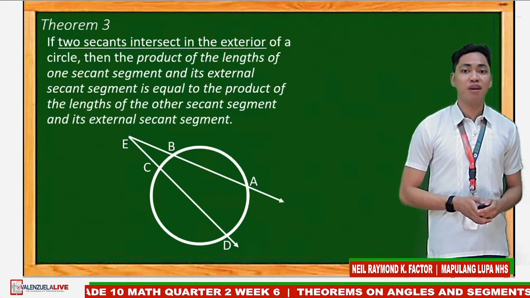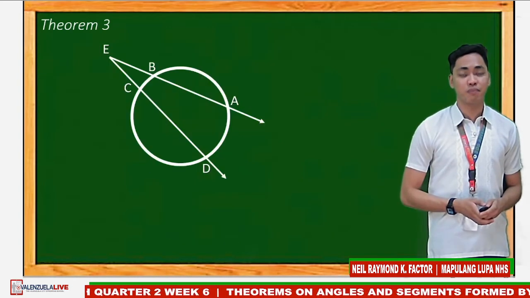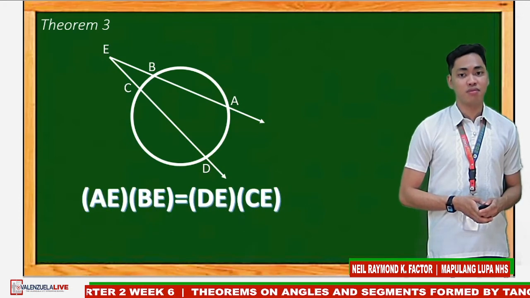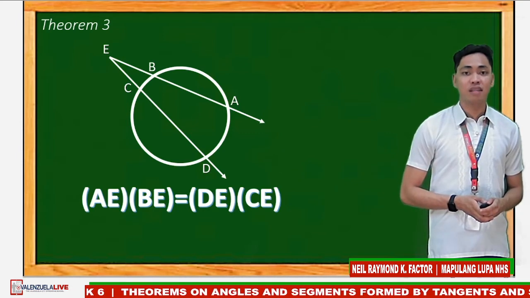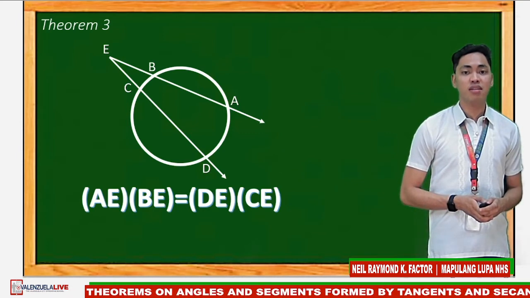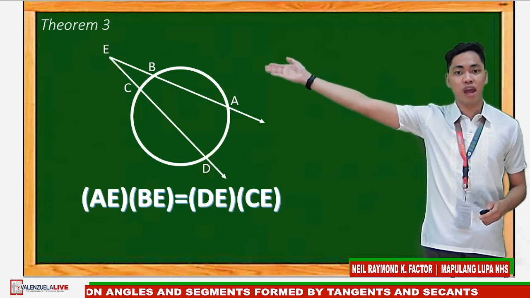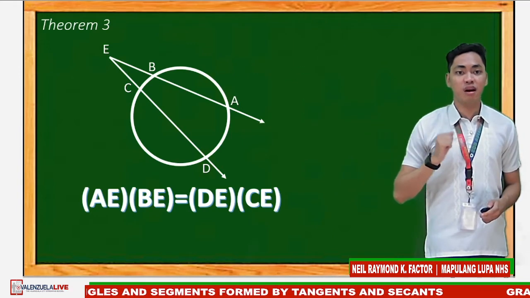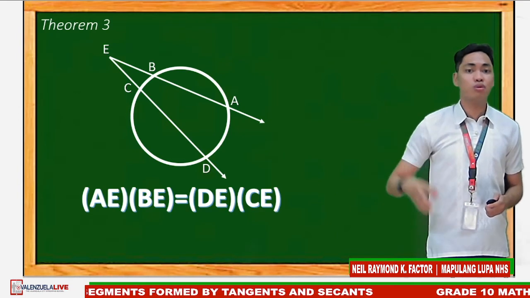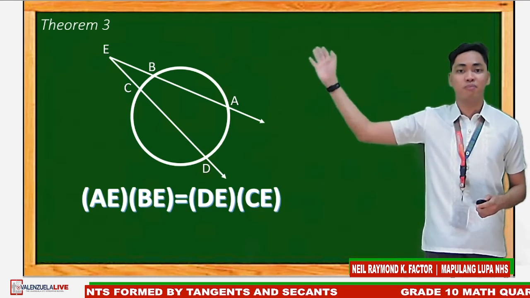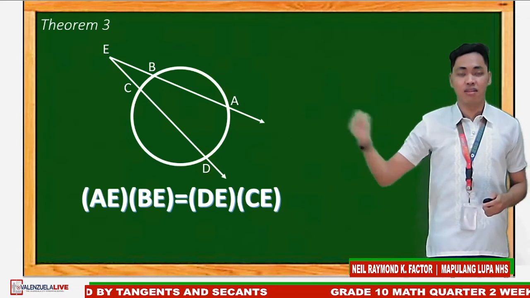You should be having two secants intersecting outside, or in the exterior of, a circle. So what does the theorem state? In simplified version, we have AE times BE is equal to DE times CE. That is the length of the whole secant segment AE times BE, the length of the secant segment outside the circle, is equal to DE, the length of the whole secant segment, times CE, the length outside the circle.